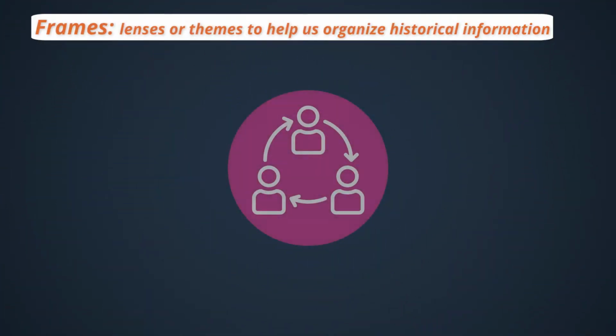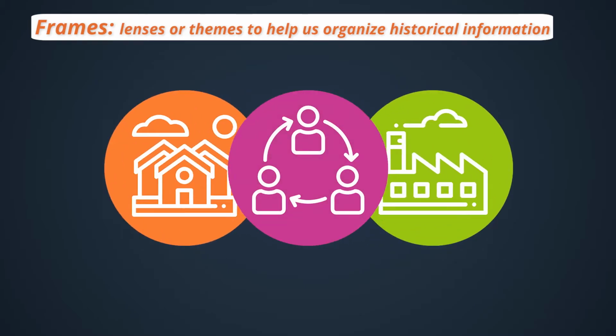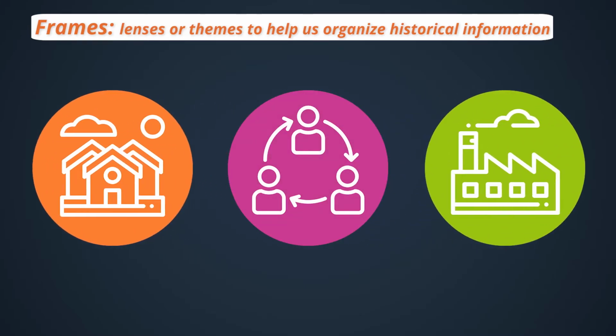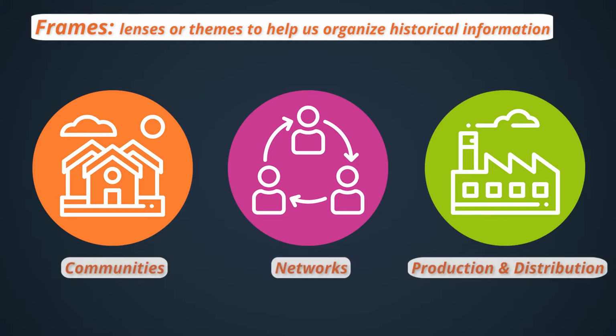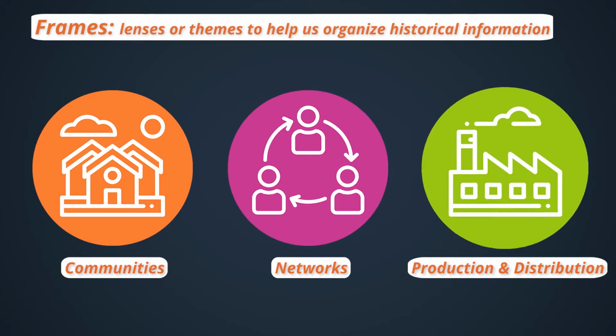But these history stories are vast and complicated, which is why historians often organize them into themes, or frames, for understanding the past. Frames are like lenses, helping us to concentrate on one thing at a time. In this course, you will use 3 frames: communities, networks, and production and distribution.